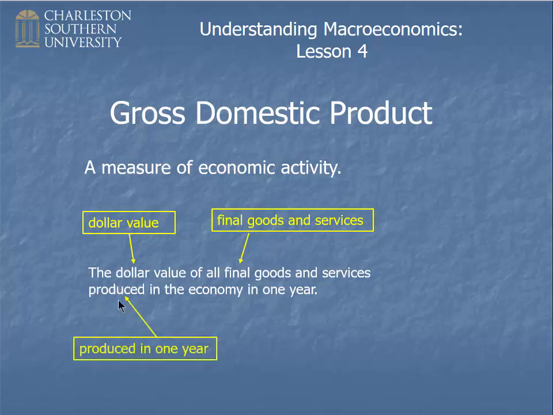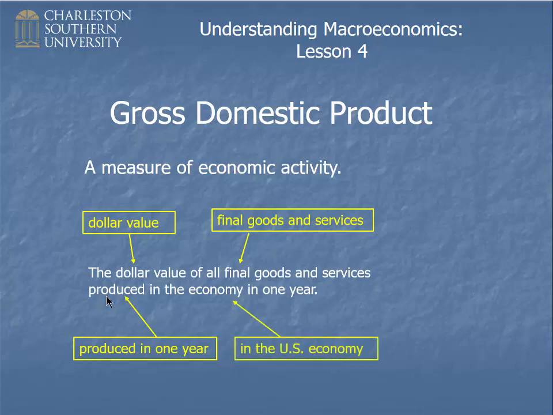And then this word produce, that sounds so simple, but keep in mind that gross domestic product only tracks production. So for example, if you bought some stock low and then lucky you sold it high and you made a big profit, maybe even $1 million profit, that wouldn't be counted in GDP because it doesn't represent production.